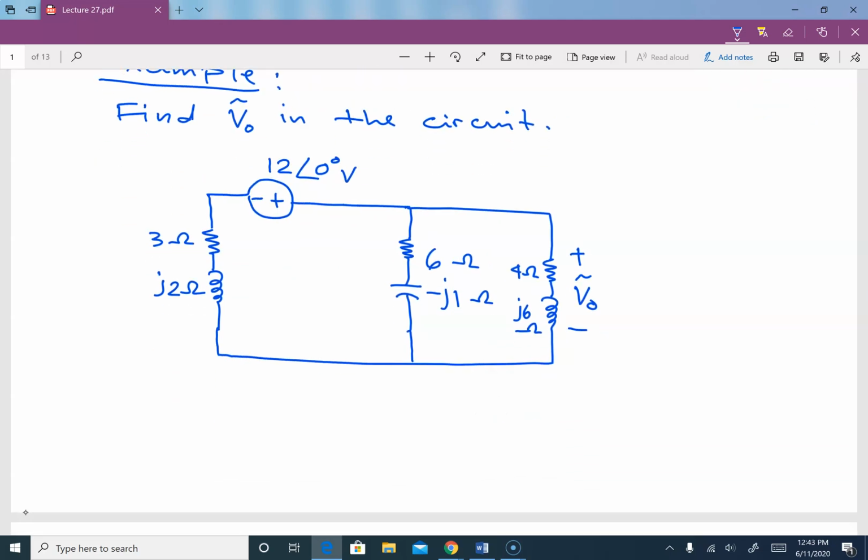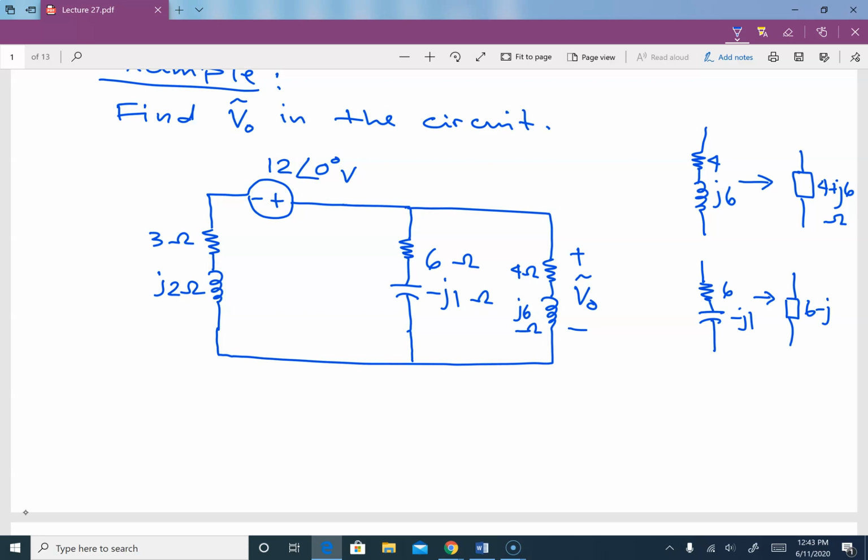Sometimes that impedance is drawn like this, where this is 4 and this is J6. We can represent that as this element here, and we will say 4 plus J6 as one component. Or if we have, for example, the capacitance, which is like this 6 minus J1, we can represent this as an impedance, and we will put a 6 minus J1 ohm. That is the same thing.